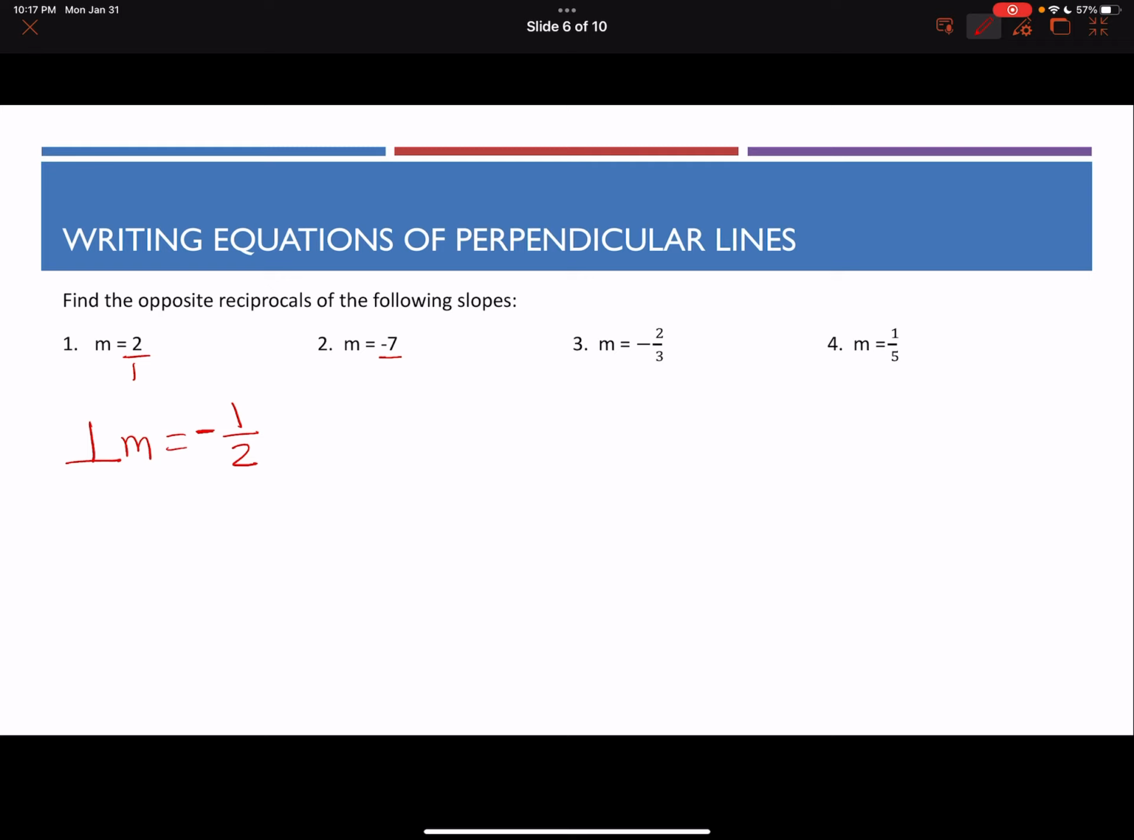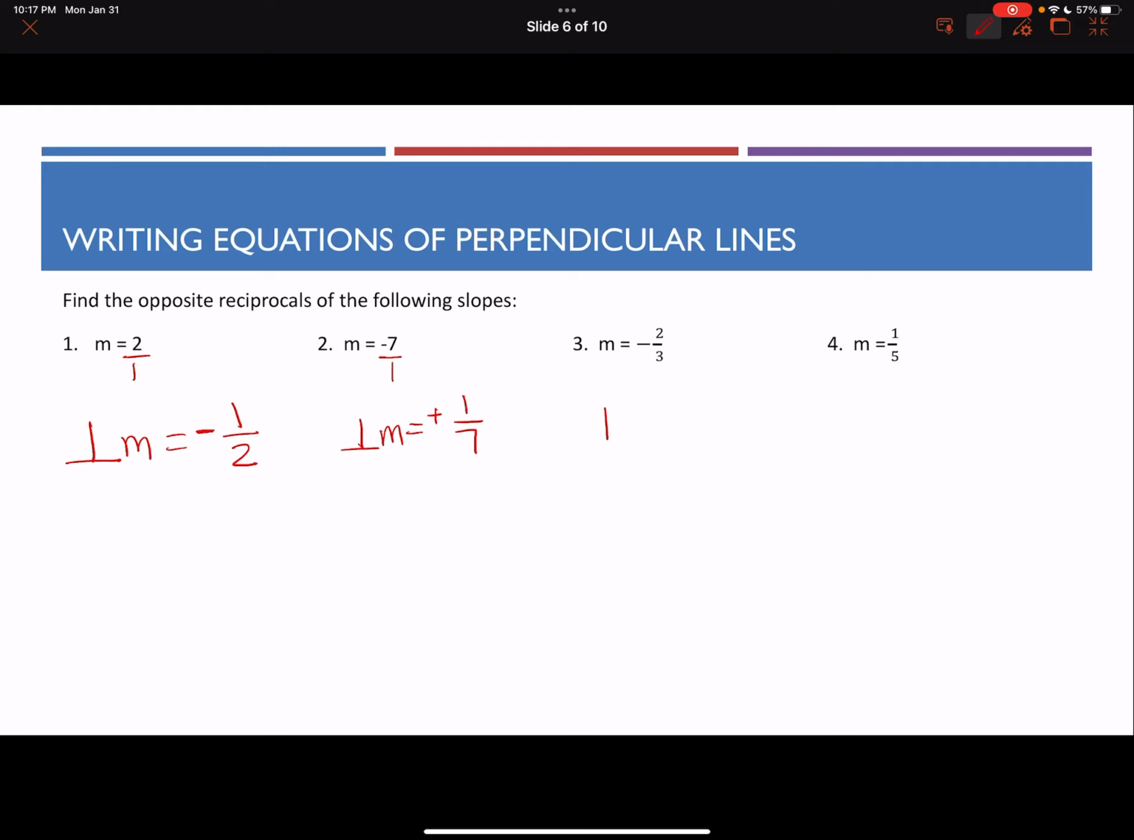Number 2, this is -7. I have to really make it into a fraction. So if it's not a fraction already, put it over 1. And if I want the perpendicular slope, I have to flip the fraction so it becomes 1/7 and change the sign. It was negative to begin with, so this is going to be positive 1/7. Make sense?